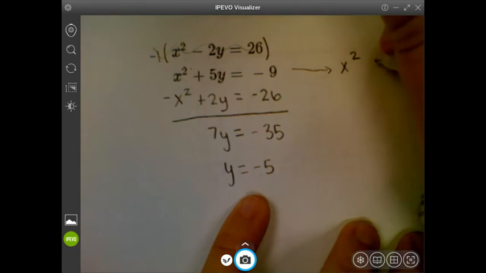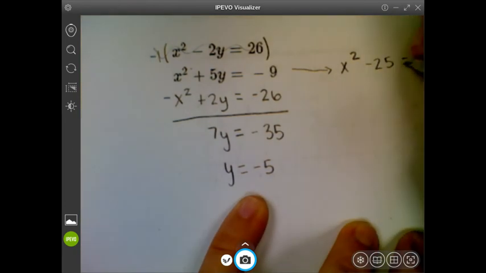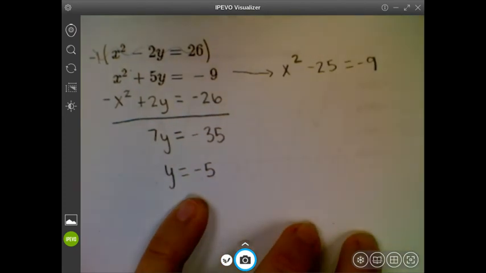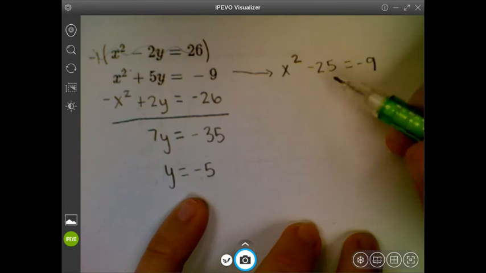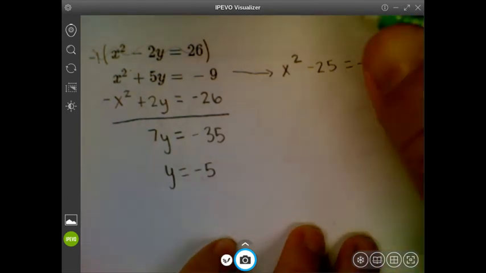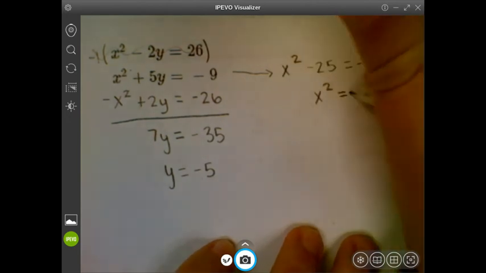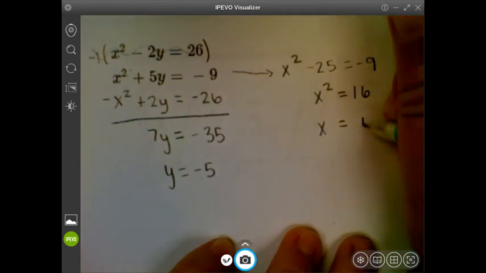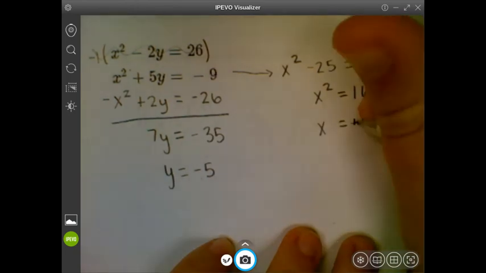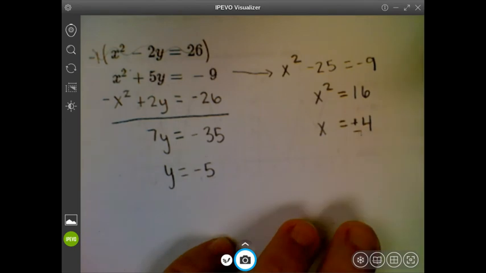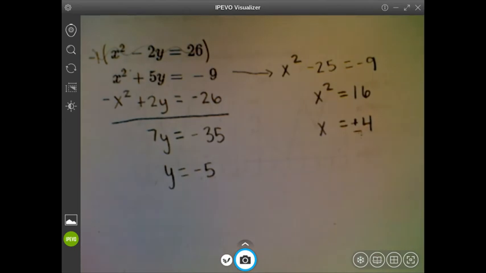Plugging in negative 5, we'll have minus 25 equal to negative 9. And this is a quadratic, and I don't have any other x's, so I can use the square root property here. So I'm going to add 25 to both sides. So I have x squared equals 16. And then you can take the square root, and remember, when you take a square root, when you're solving, you have to include plus or minus. So there's your two solutions, the plus and the minus. One's positive, one's negative. So this is a two-solution quadratic system.